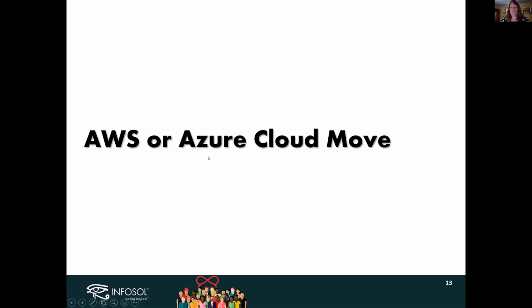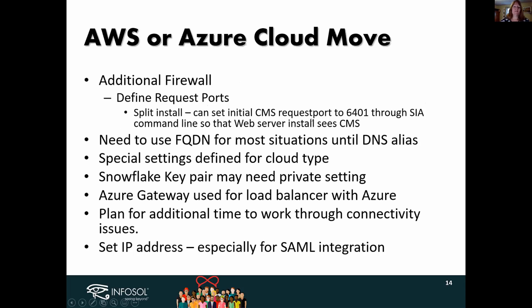AWS or Azure cloud move, things to think about. This is the biggest one. Obviously, adding a layer of cloud, you have a layer of firewall. Azure and so on have their own firewall. This has been a good idea for a long time, so it isn't anything new, but definitely when it comes to moving to the cloud, it becomes more important because you just have that extra layer of security and call out for your ports.